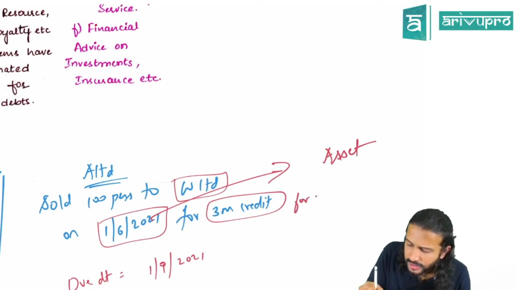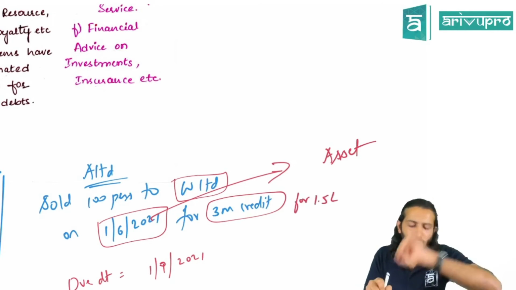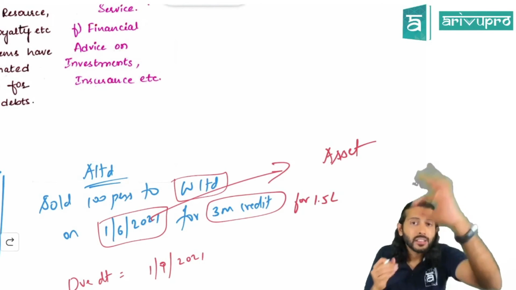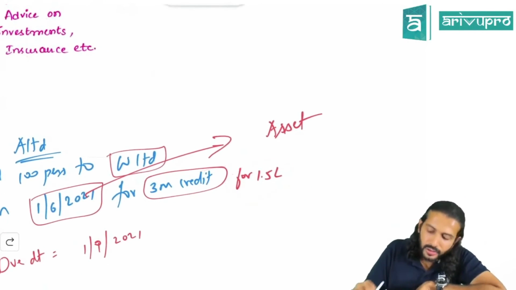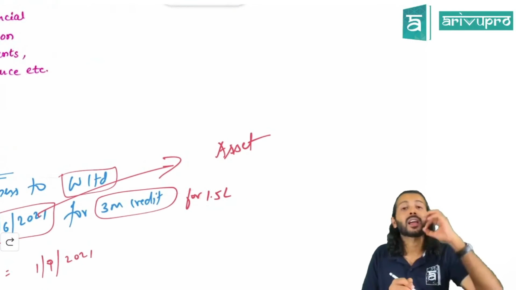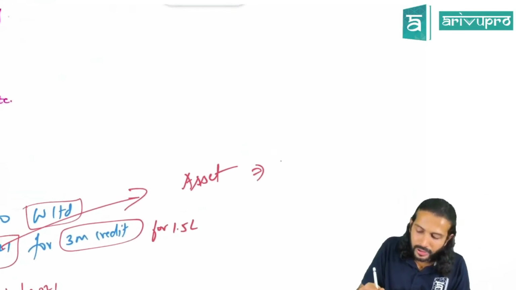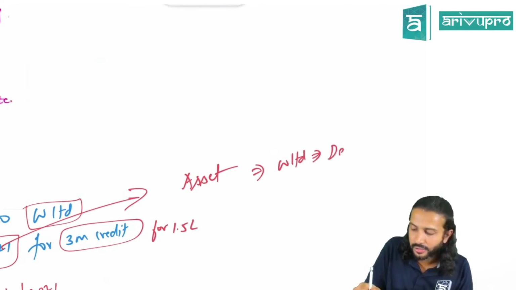Let's say the value of this is 1.5 lakh rupees. On 1st June, should A Limited collect any money? Yes. How much do they need to collect? They need to collect 1.5 lakh rupees from whom? W Limited. That W Limited only we call a debtor.